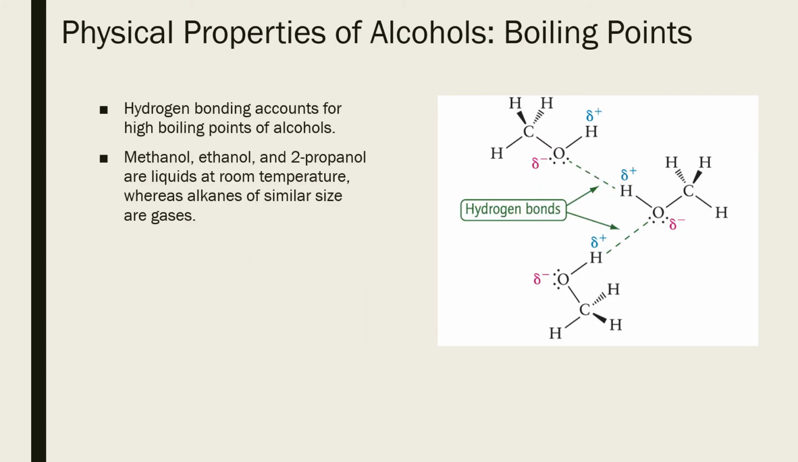The capability of alcohols to form hydrogen bonds, as shown here, also accounts for their higher boiling points compared to other organic molecules of similar size. For example, methanol, ethanol, and 2-propanol are liquid at room temperature, whereas alkanes of similar size, that is methane, ethane, and propane, are all gases.